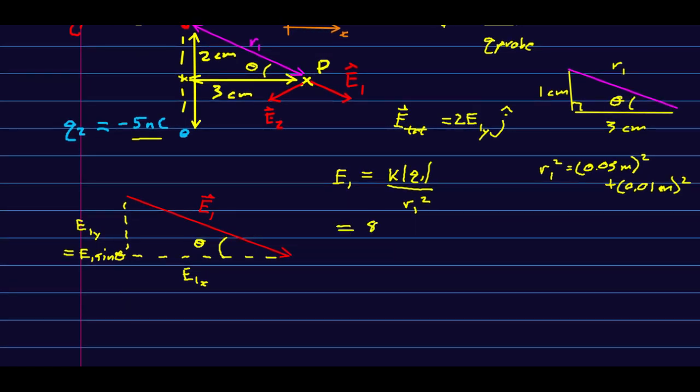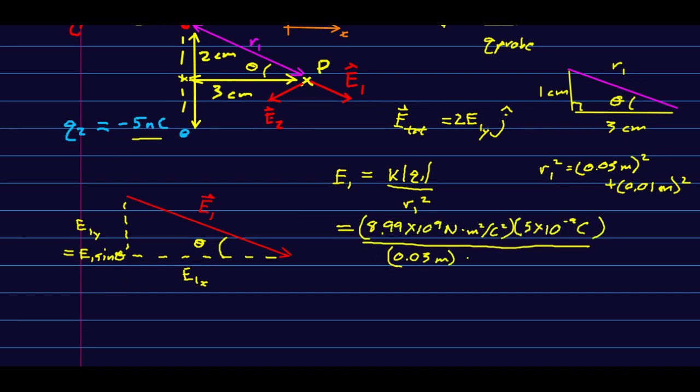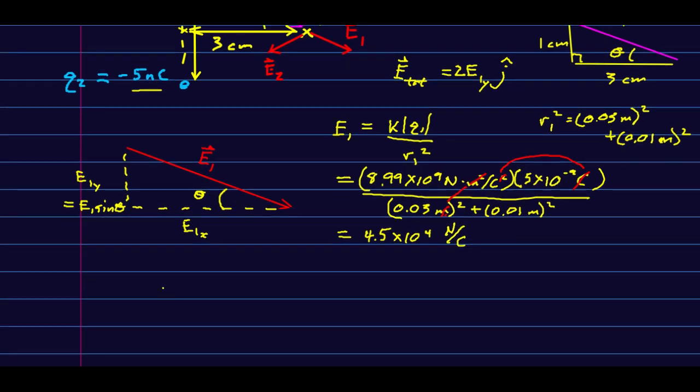At that point, we know everything we need to know to get E1. I'll just write it all out here. And if you plug that into a calculator, you're going to find that that is 4.5 times 10 to the 4, and let's just look at the units. Meters squared in the denominator are going to take out those meters. This coulomb takes out one of those coulombs, and so we get newtons per coulomb, as we should for an E field.